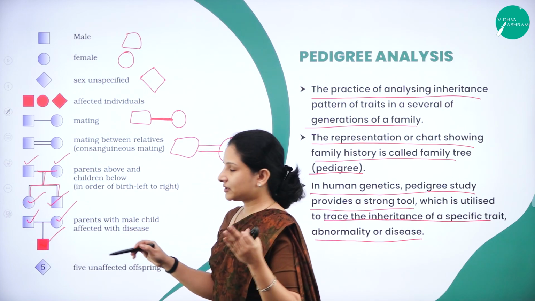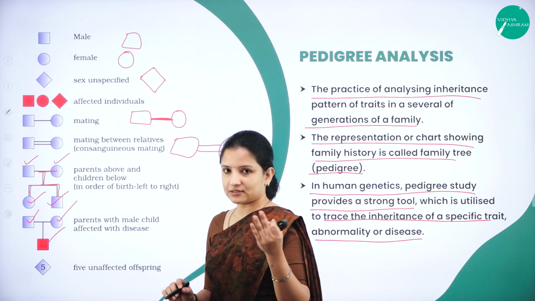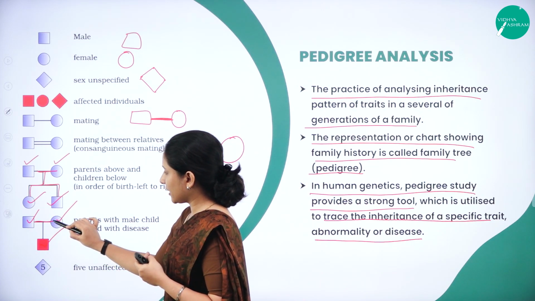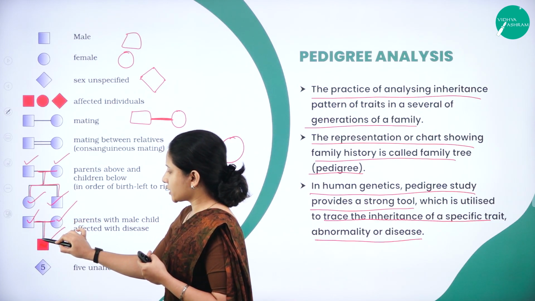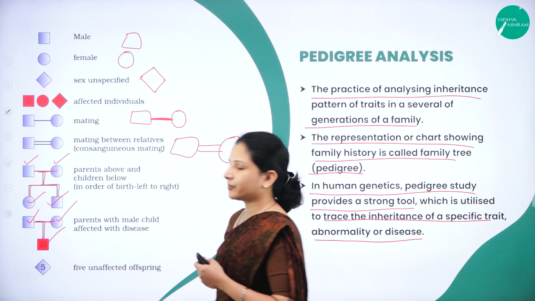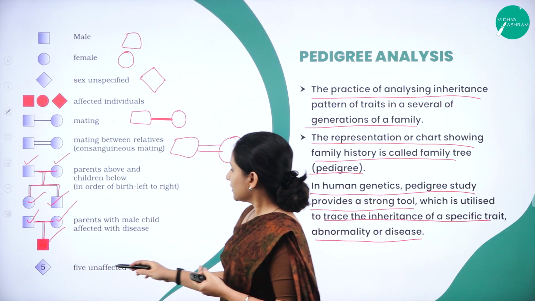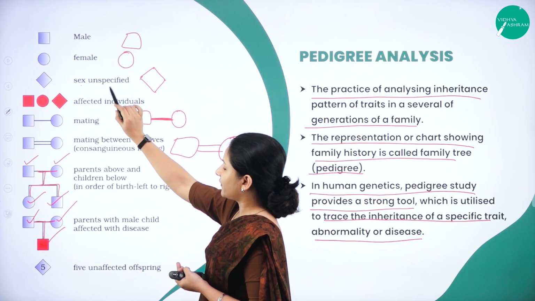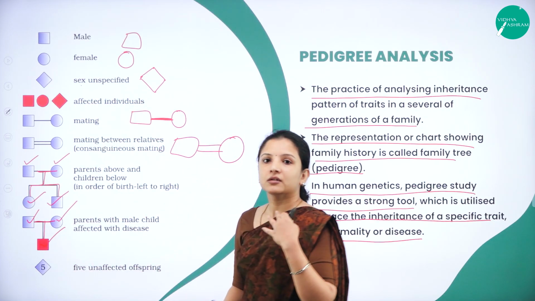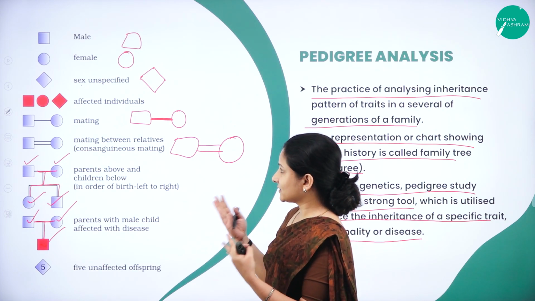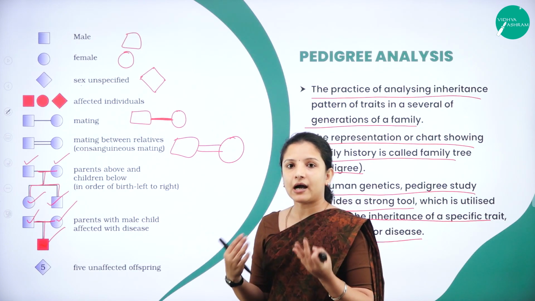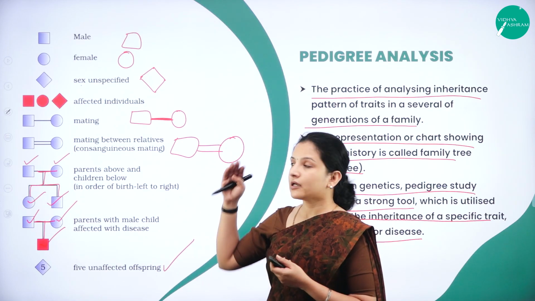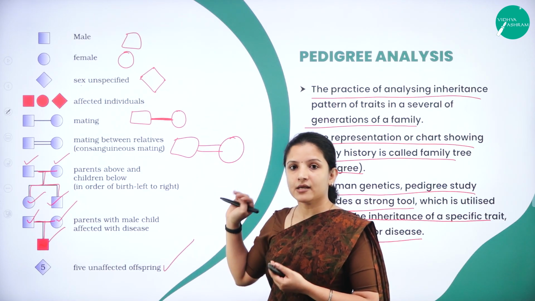And sometimes the progeny is diseased, though the normal male and normal female have mated. Why? Because it is represented in red color. And if the offspring are sex unspecified, 5 means 5 offspring which are sex unspecified, they are unaffected offspring. So that is this one. This is how the symbols are used in pedigree analysis.